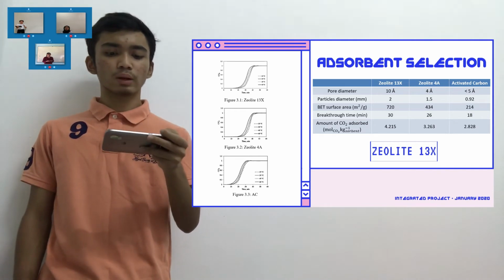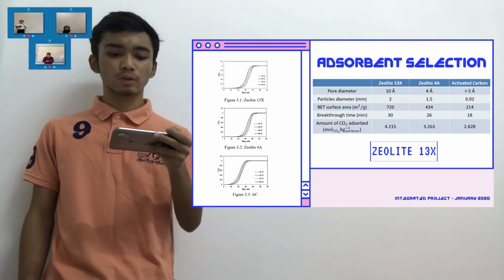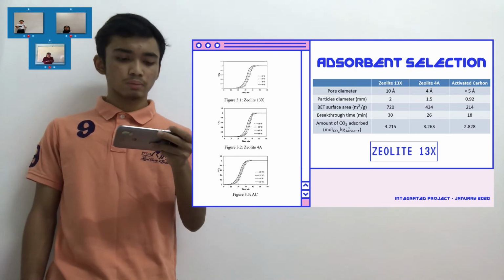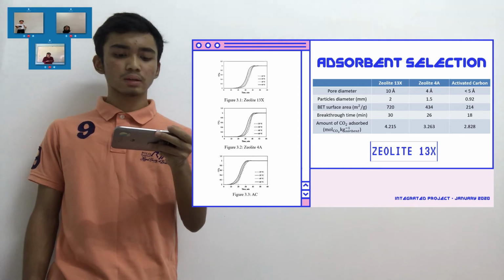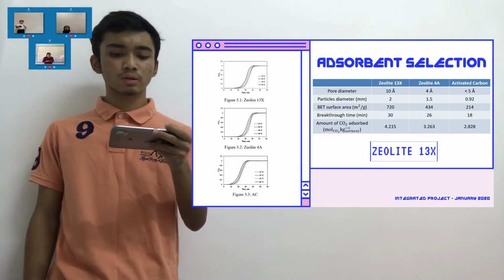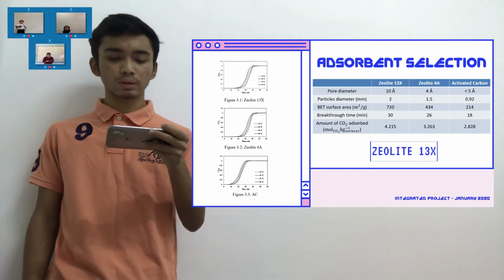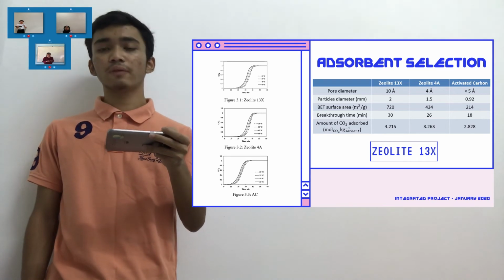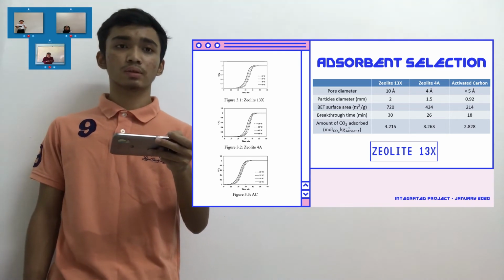This can also be proved by looking at the amount of CO2 adsorbed, where zeolite 13X is the highest. Based on the investigation, zeolite 13X has shown the most promising result to separate carbon dioxide from the gas mixture and fits well with the PSA process.